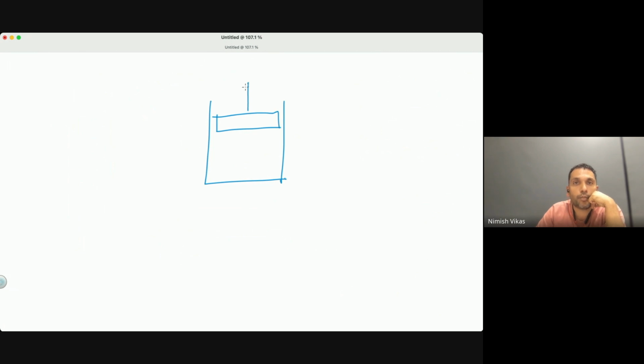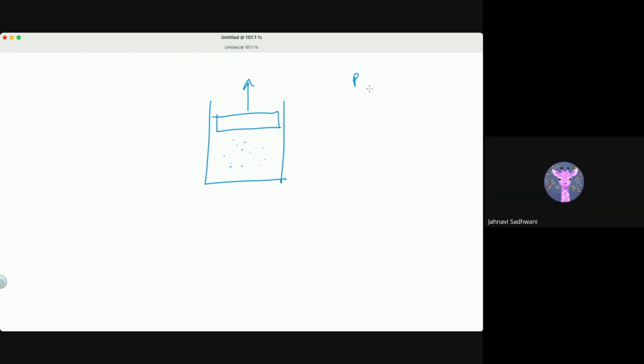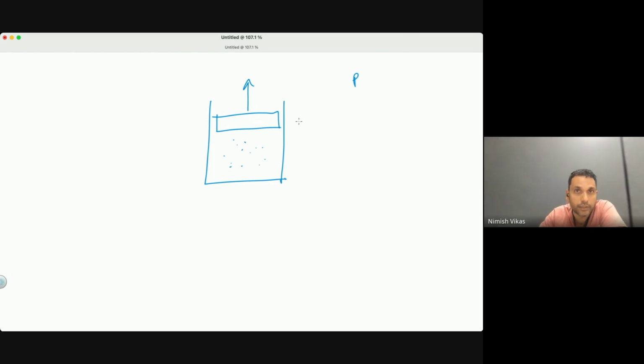Suppose I pull the piston up. Piston goes up. What happens to the temperature? When volume increases, temperature decreases. Okay, get the point? Is that clear? Yes, sir. I will pull it up, the temperature can go down.